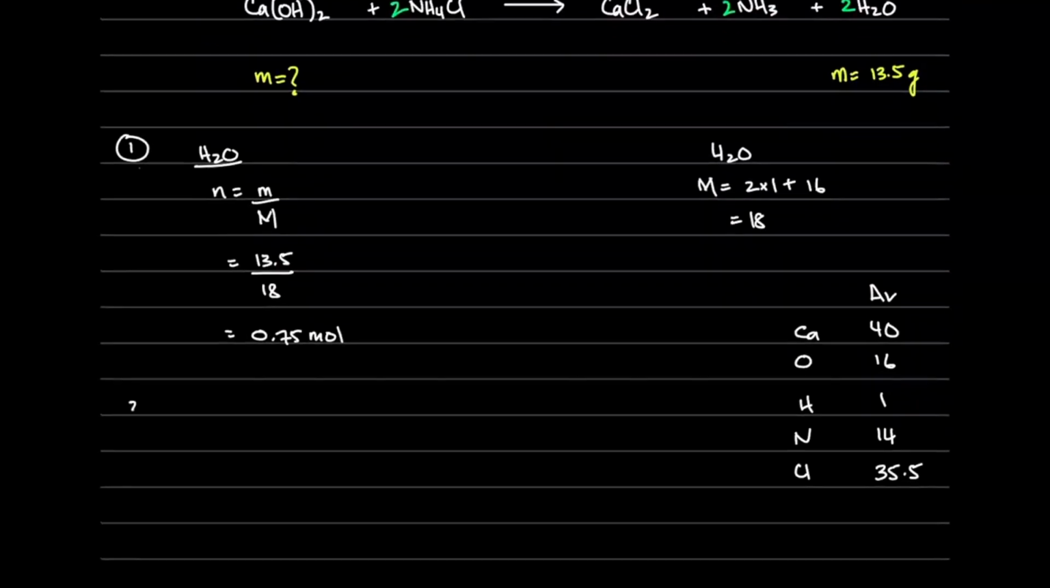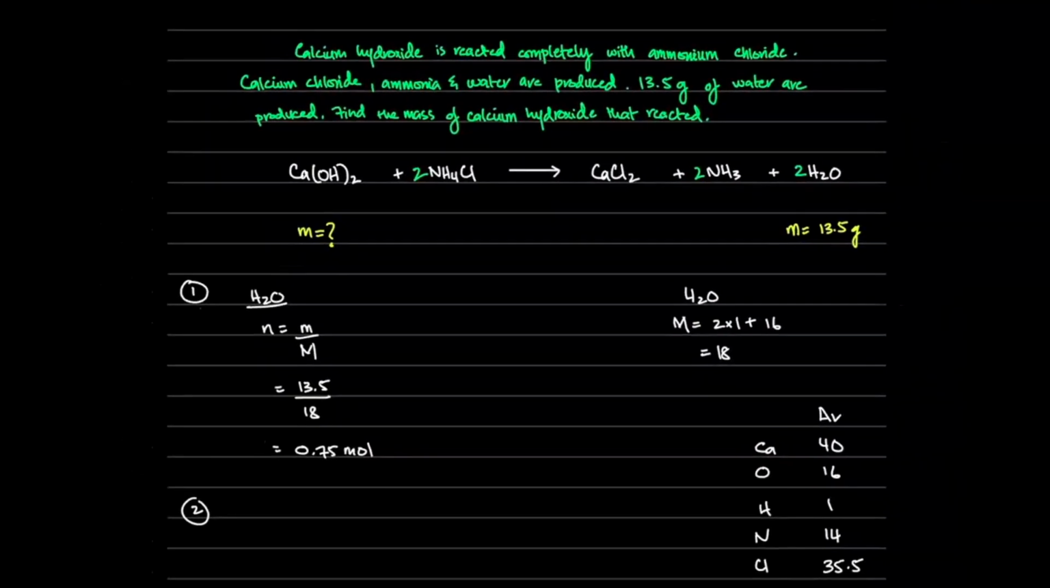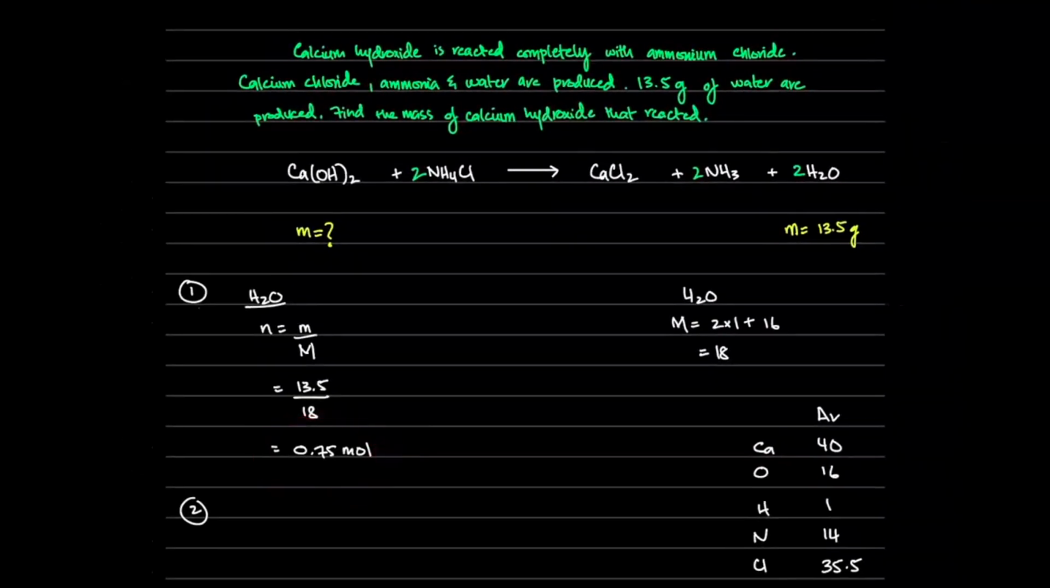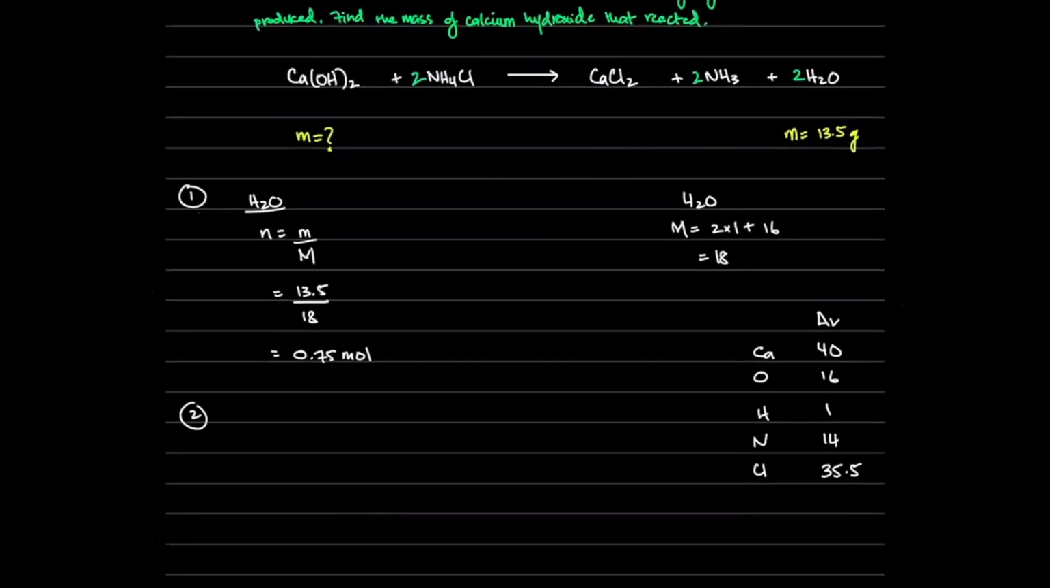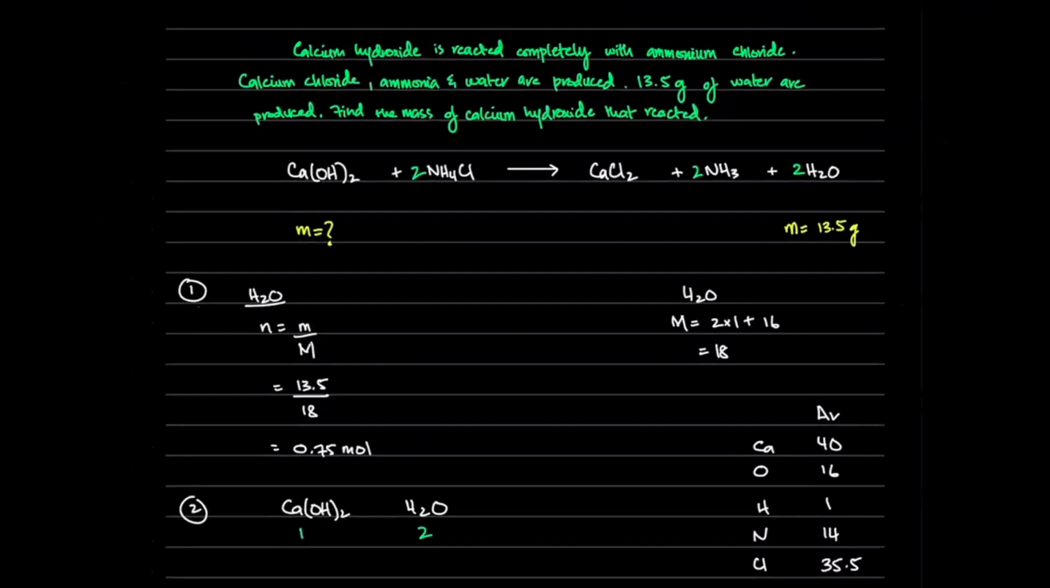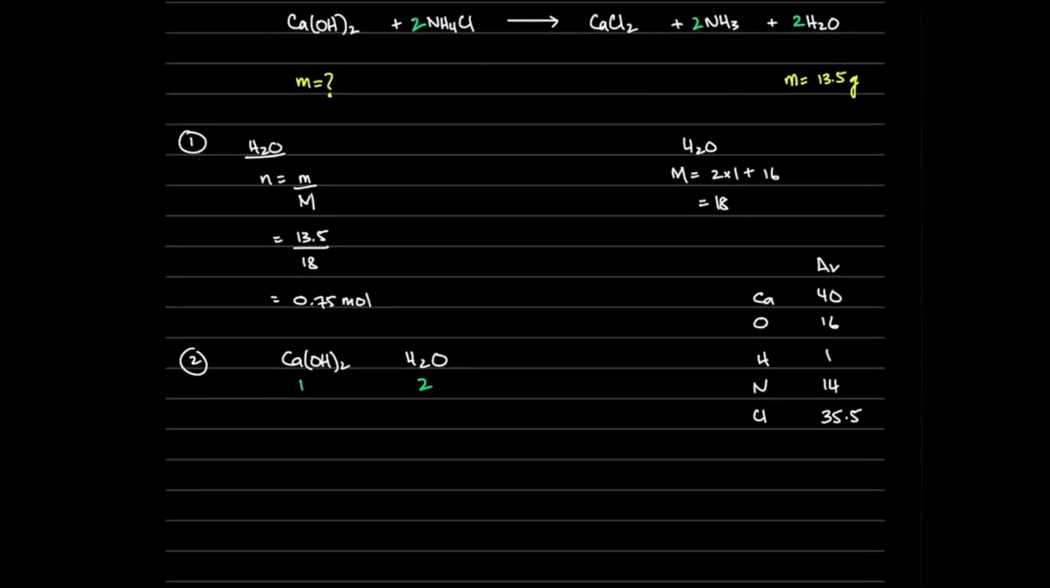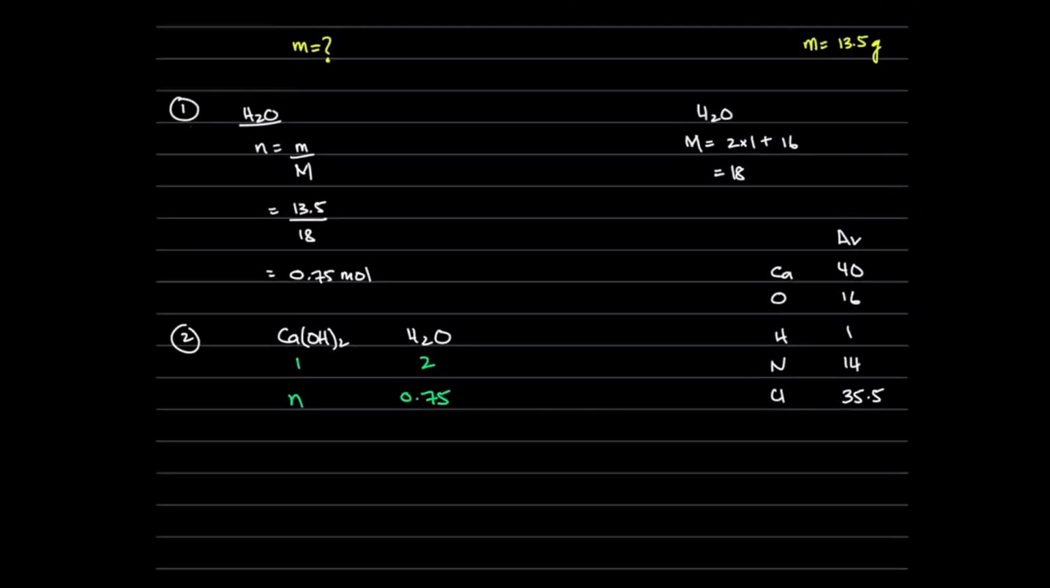Again, first step, find the moles of the known quantity. Second step, use ratios to find the moles of the unknown quantity. The unknown quantity is calcium hydroxide. That's what we have to find here. So we're going to use ratios to find that. From our equation, we know that calcium hydroxide, that's Ca(OH)2, and H2O, what is the ratio? 1:2, right? We can see that in the equation. 1 mole of calcium hydroxide produces 2 moles of H2O. And we have the moles of H2O, 0.75. So we can find the number of moles of calcium hydroxide.